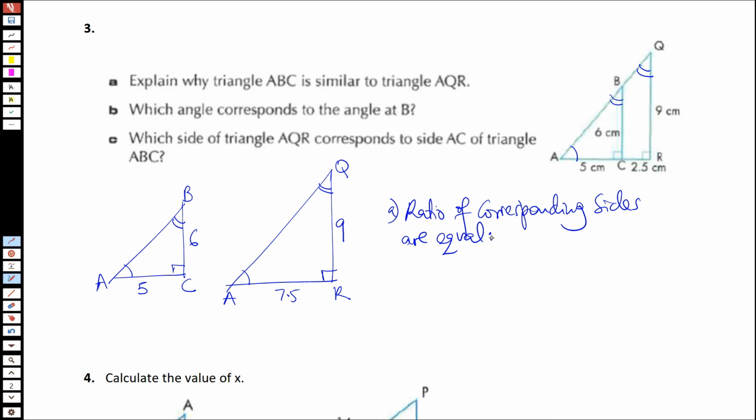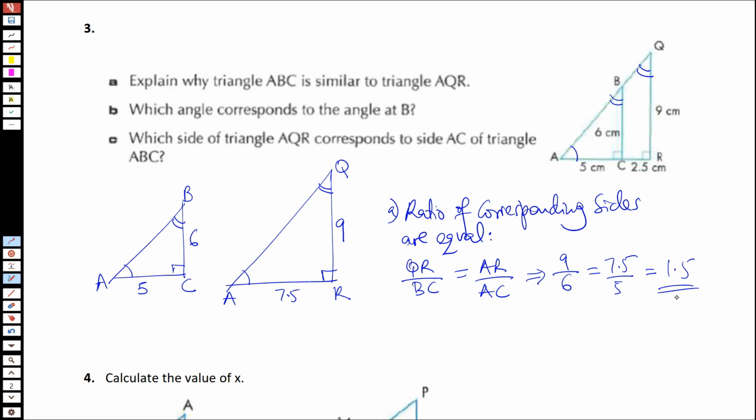How do we do that? We can go ahead and pick two corresponding sides. For example, we need to show that QR over BC should be equal to AR over AC. We can check: QR is 9, BC is 6, and that should be equal to 7.5 over 5. If you divide each of these, the answer will be 1.5. So basically, the ratio of the corresponding sides are equal, hence these two triangles are similar.